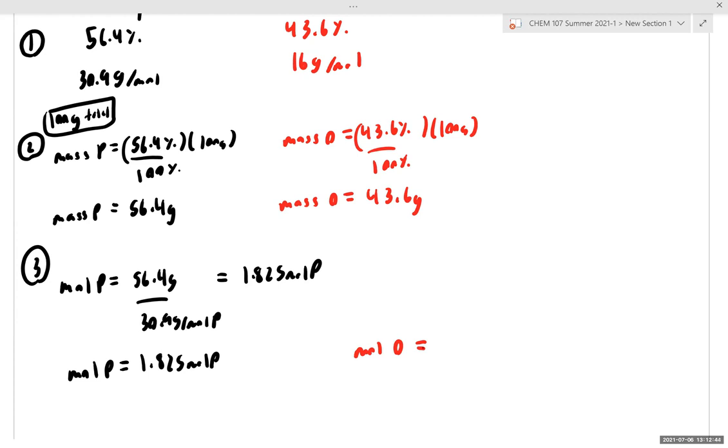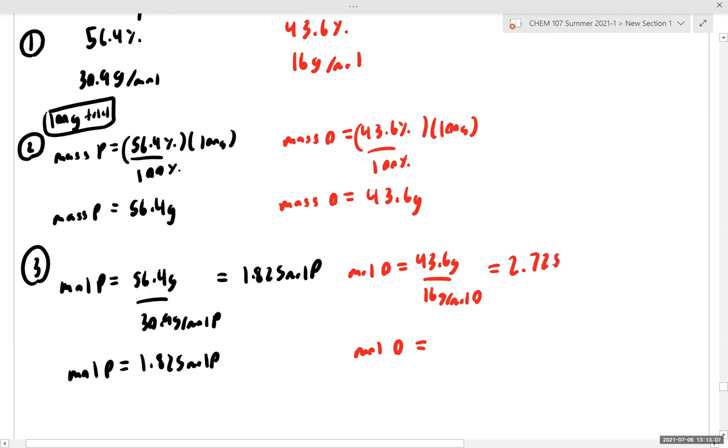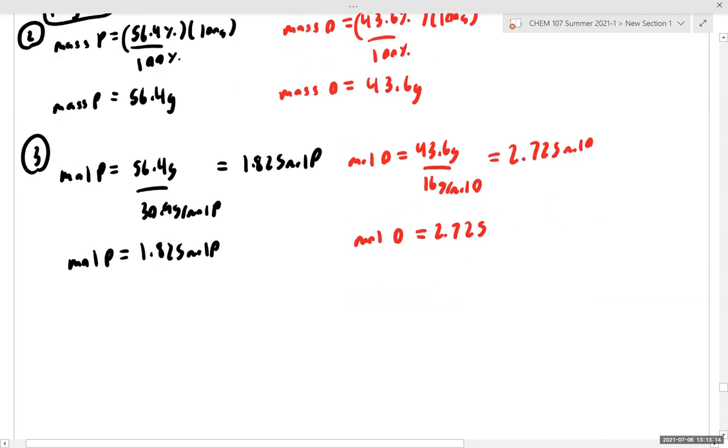About 2.725. This is obtained by taking the mass of oxygen, which is 43.6 grams, over the molar mass of oxygen, which is 16 grams per mole. That in turn gives us 2.725 moles of oxygen. As we only have two elements, we're going to take the mole to mole ratio.